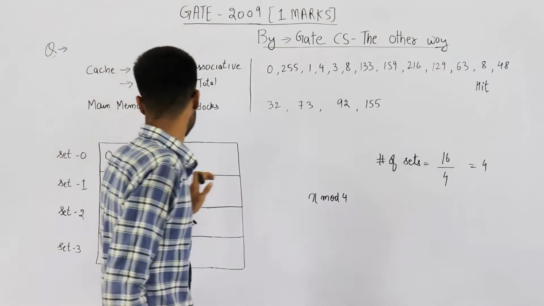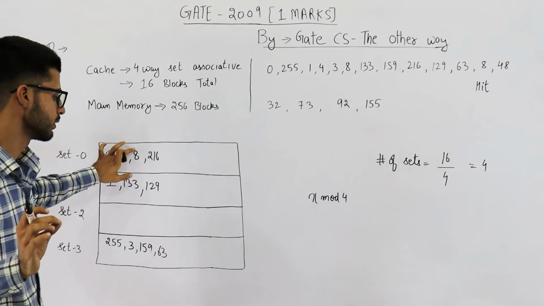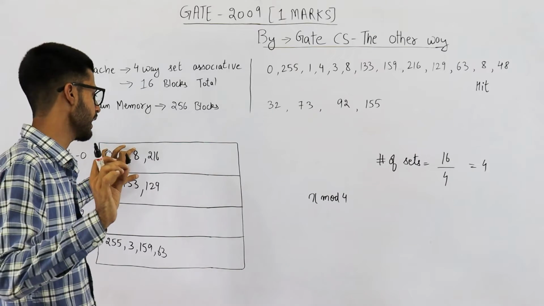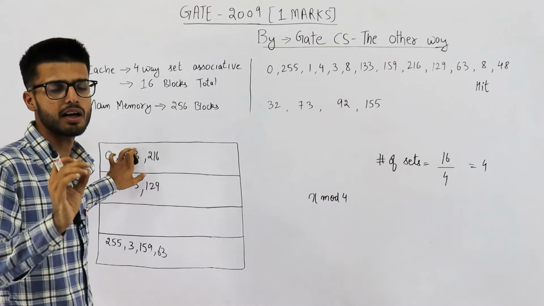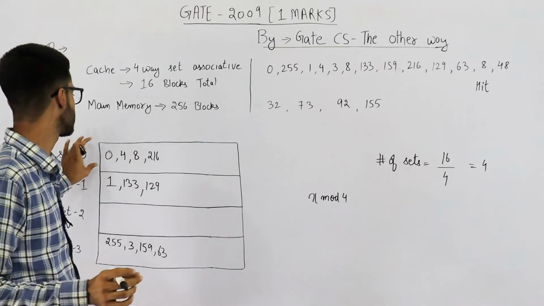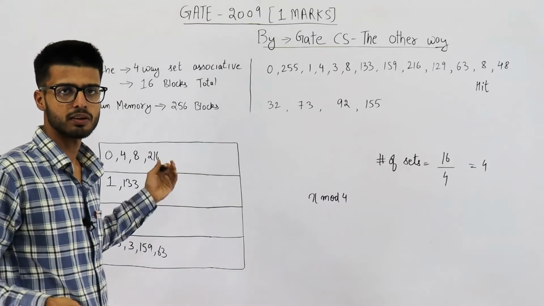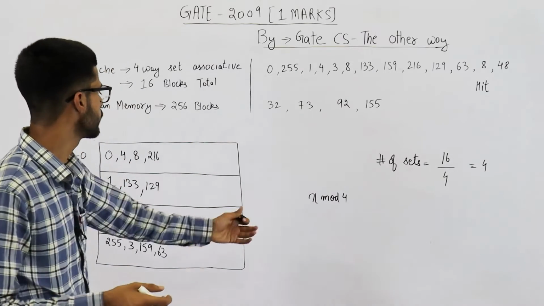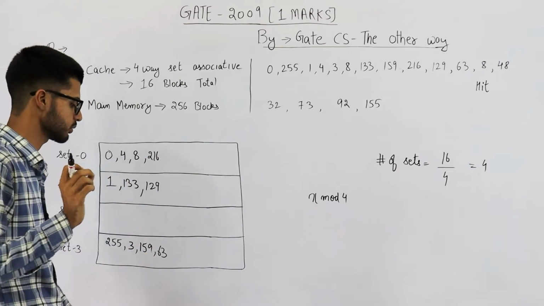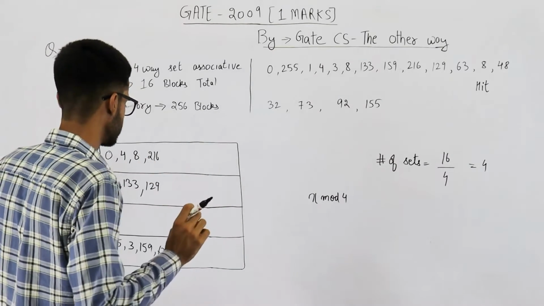Okay, 8 is here, so no need to map it to any cache set. Actually, we'll map it to set 0 and we'll see it's already there in the cache. So no need to bring it to the cache. This one is the first hit in this sequence.